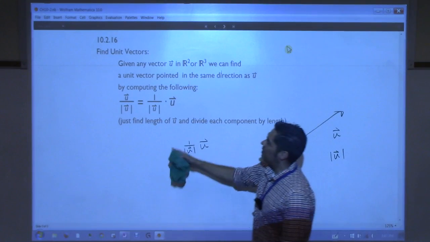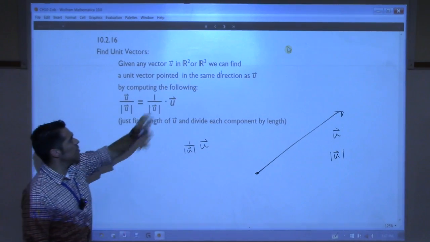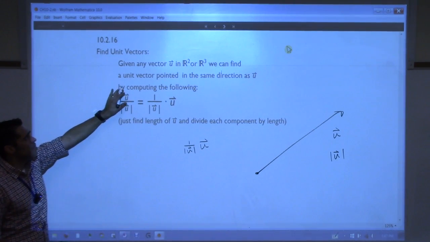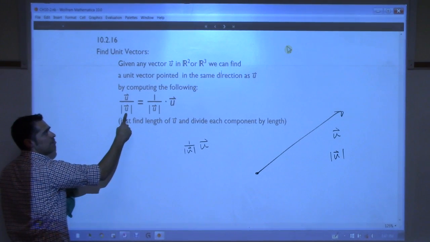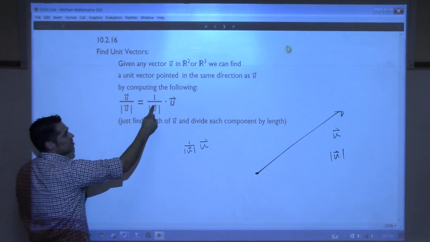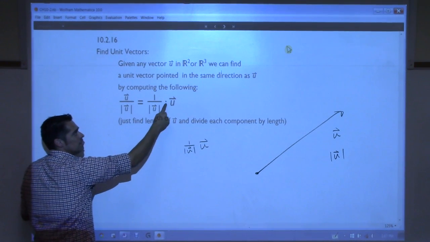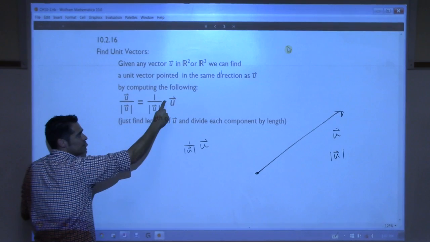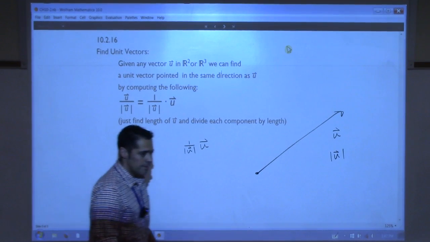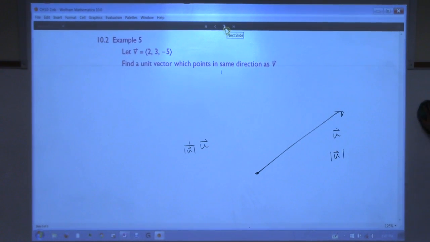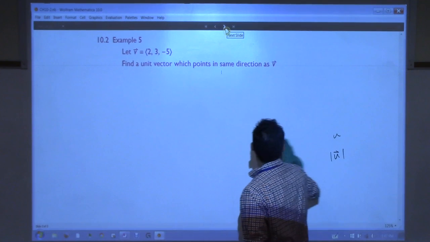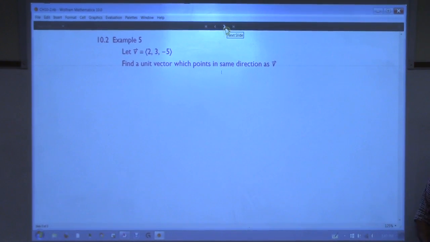So that's what this is saying. Someone gives you a vector in 2 or 3-dimensional space. We can always find a unit vector pointed in the same direction by computing the following. The vector divided by its own length, which is the same as 1 over the magnitude of the vector. That's not dot, that's just scalar multiplication times u. All right, and that's it. That's all you have to do. It's a nice result. So find a unit vector which points in the same direction as v. You want to try that on your own real quick?